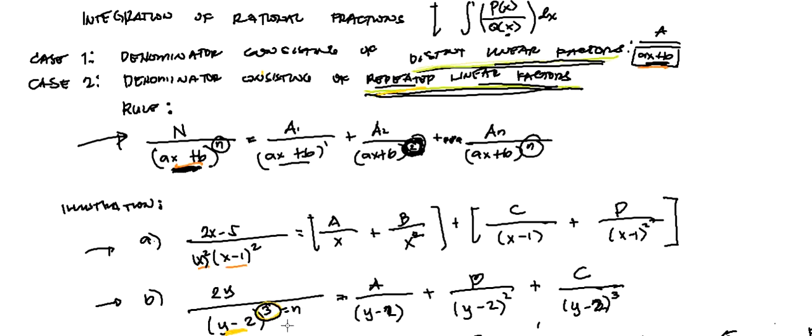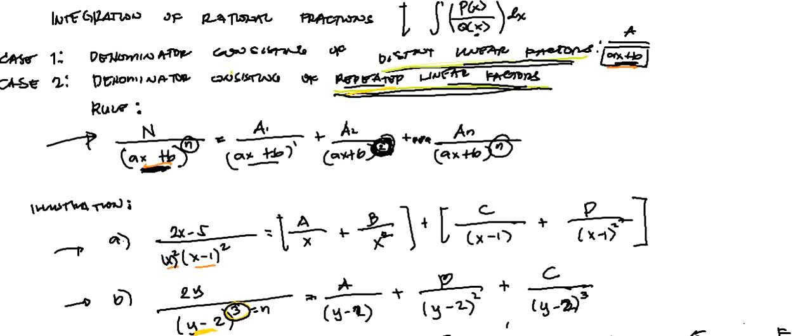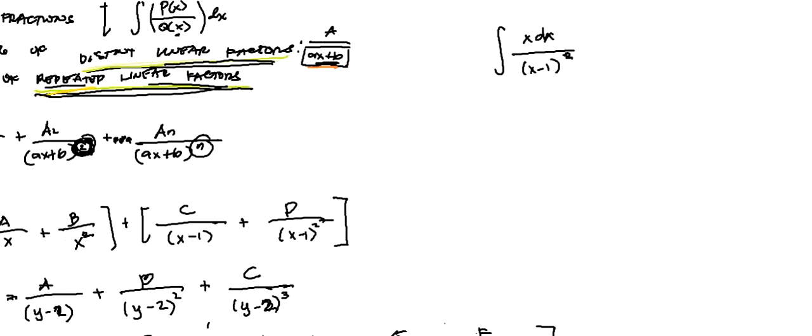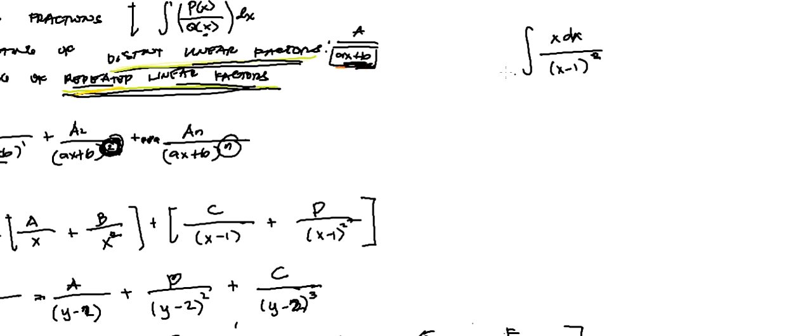So for the example of case 2, say let's evaluate the integral of x dx all over (x minus 1) raised to 2. Okay, so we have a linear factor, but it is repeated with n equal to 2.